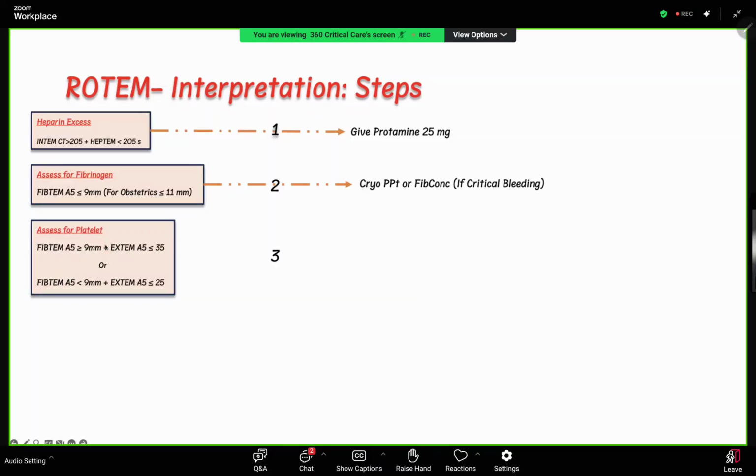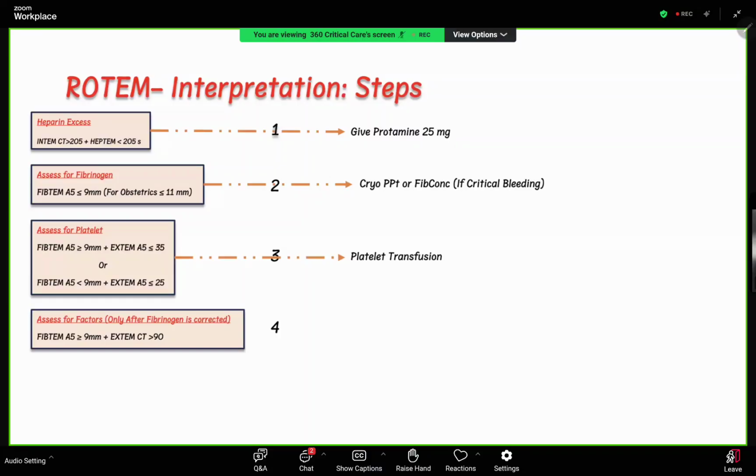FIBTEM A5 is normal, more than 9, but the EXTEM A5 is less than 35, which is abnormal, or FIBTEM is low and the EXTEM is low. Both are low, or FIBTEM is normal but the EXTEM is low. That means there is a platelet deficiency. Okay, you need platelet transfusion.